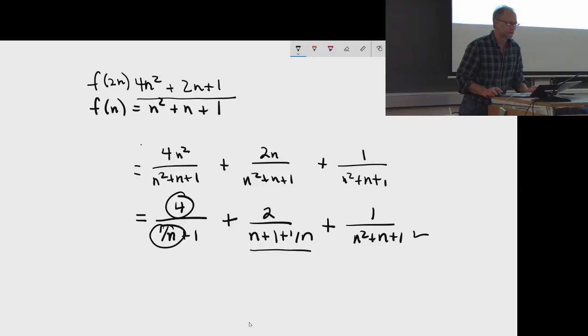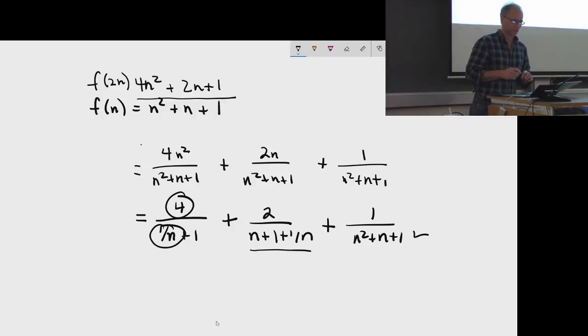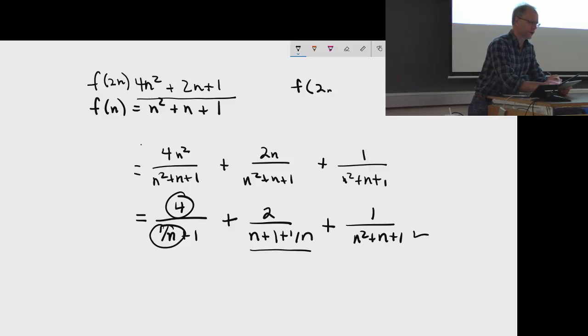Okay. So the key thing is we would have gotten the same answer if we had just simplified this and said, instead of saying f of 2n was 4n squared plus 2n plus 1, we just simplified it to 4n squared and ignored the low order terms. And same thing here. Ignore the low order terms. Do the division, you get 4.